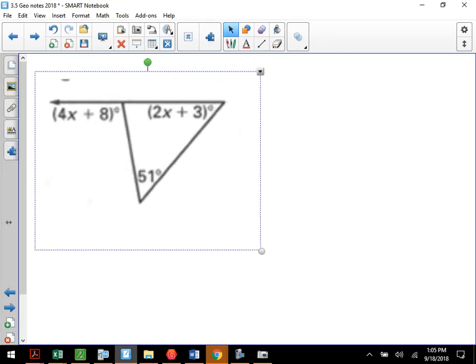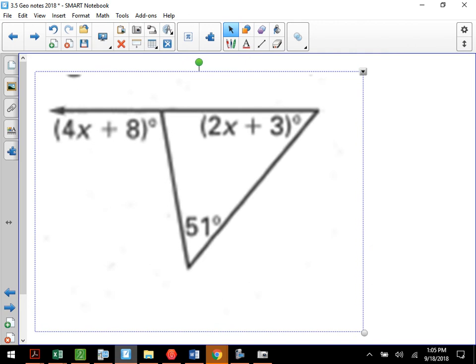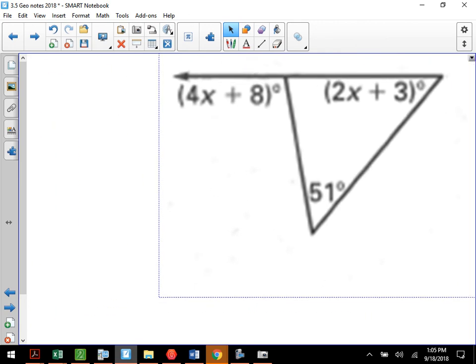What's that? We did. 51. Sometimes the problem will ask you to solve for x. Sometimes the problem will ask you to solve for the exterior angle. I just cut off the instructions on that one, just didn't solve for x. This one, let's figure out what the exterior angle is equal to. Okay. Same idea.